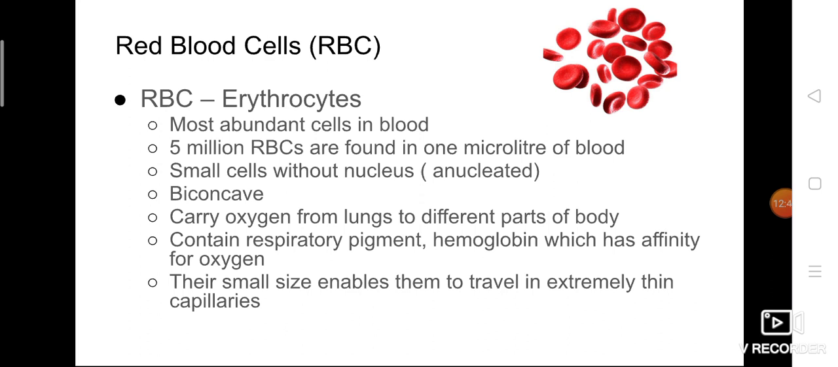So there are 3 types of blood vessels: arteries, veins and capillaries. In our last class I told you about red lines and blue lines. Red lines carry oxygenated blood, blue lines carry deoxygenated blood. I hope you remember. Otherwise you can just recall the video.